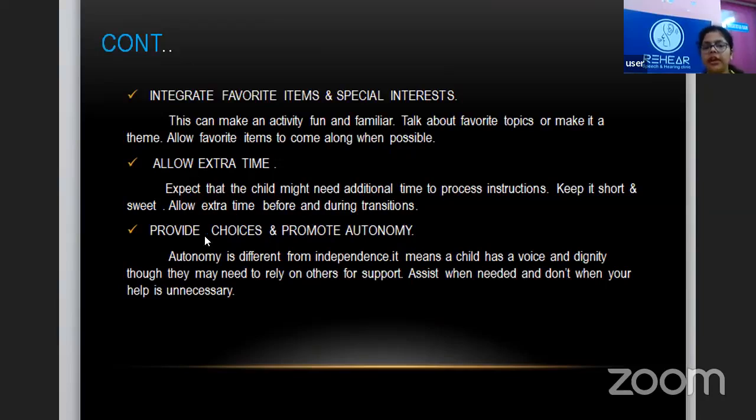So give them extra time, provide choices and promote autonomy. Autonomy is different from independence. It means a child has a voice and dignity, though they may need to rely on others for support. Assist when needed, and don't when help is unnecessary. You need to give them authority also. Ask them what they want. Give them a choice: give them two toys and ask what they want to play. They think, okay, she's asking me, then I have something. So yeah, they are happily playing with you. Give them that authority to choose.